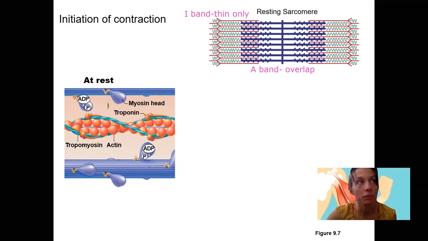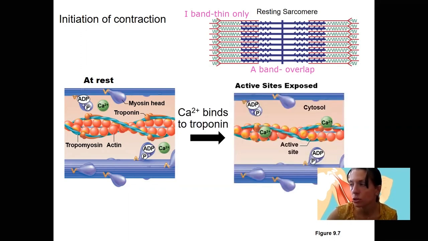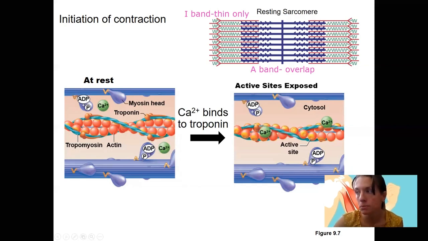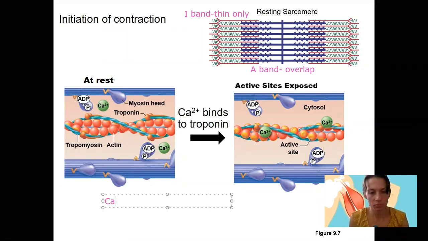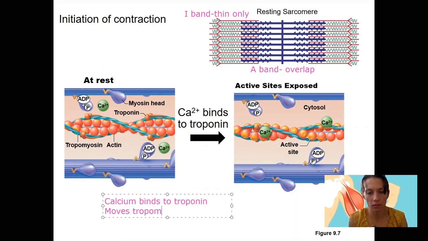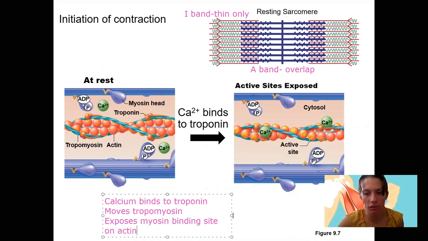When calcium flows into this cell from the sarcoplasmic reticulum, it is going to bind to troponin. That's what's happening right here. Calcium is binding to troponin and causing a physical change in the conformation of that protein. This causes tropomyosin to shift and exposes the active sites on actin. So if we were to write this down: calcium binds to troponin, moves tropomyosin, exposes the myosin binding site on actin, changing the conformation of those thin filaments.